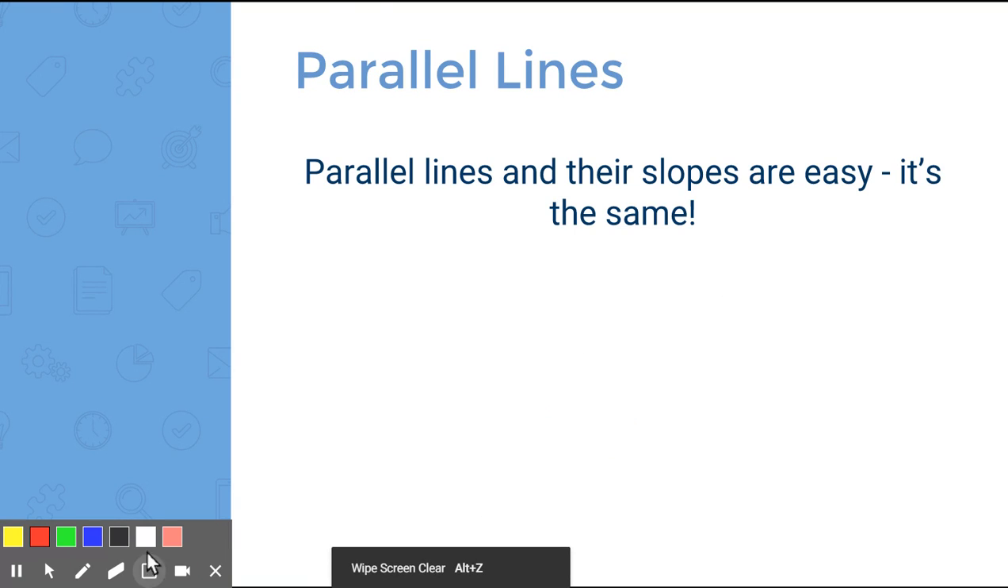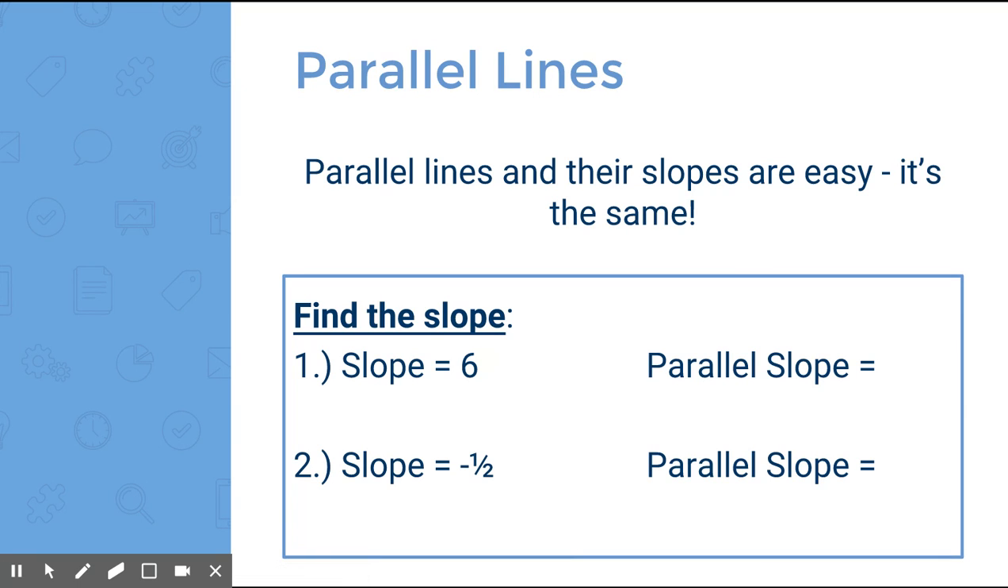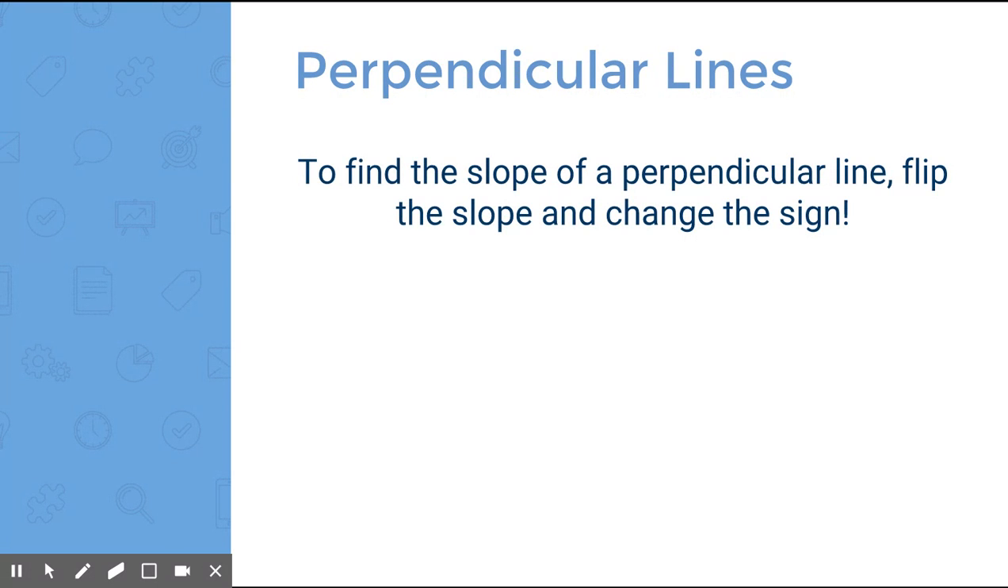So if you're looking at equations of lines and you're trying to find the parallel slope, all you have to do is write down the same slope that you had before. So for instance, if the slope is 6, then the parallel slope will be 6. If the slope was negative 1/2, then the parallel slope will also be negative 1/2. It's very simple.